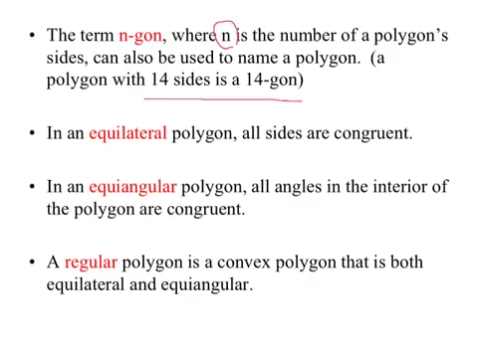In an equilateral polygon, all sides are congruent. These are a lot of vocabulary words today. In an equiangular polygon, all angles in the interior of the polygon are congruent. A regular polygon is convex, and it is both equilateral and equiangular. So its sides are equal and its interior angles are equal.